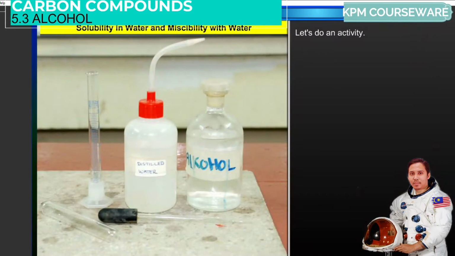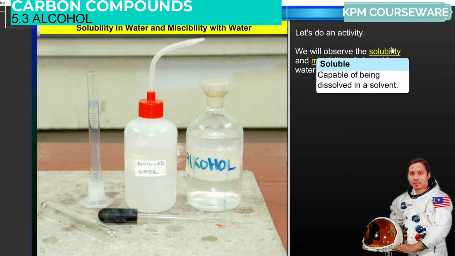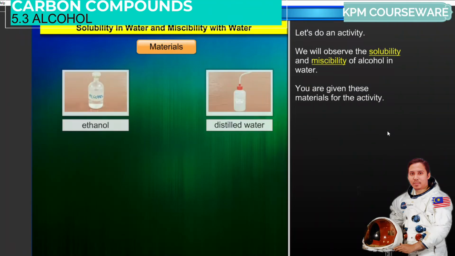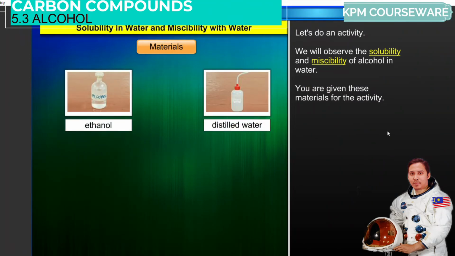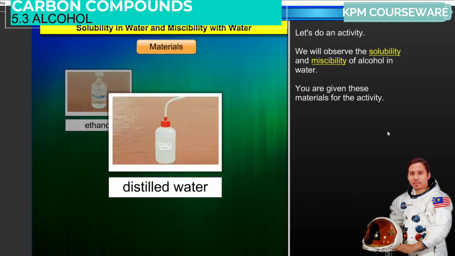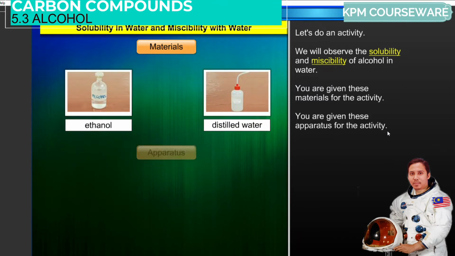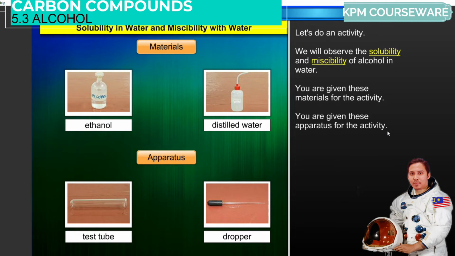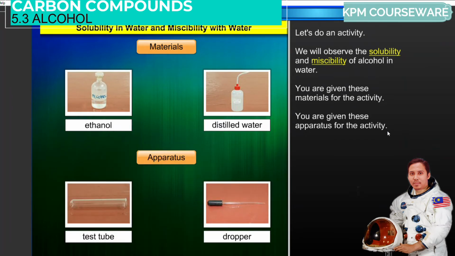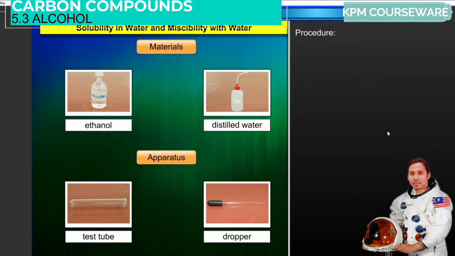Let's do an activity. We will observe the solubility and miscibility of alcohol in water. You are given these materials for the activity: ethanol and distilled water. You are given these apparatus for the activity: test tube, dropper. Follow this procedure.